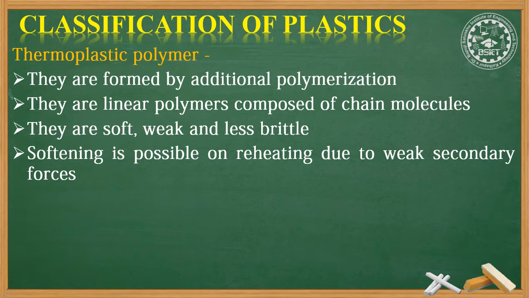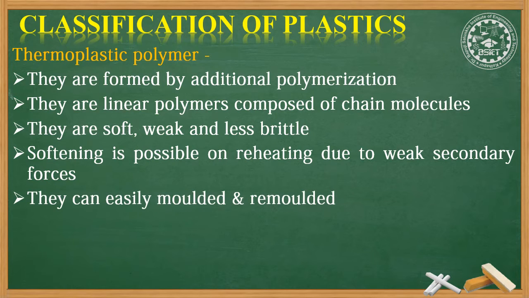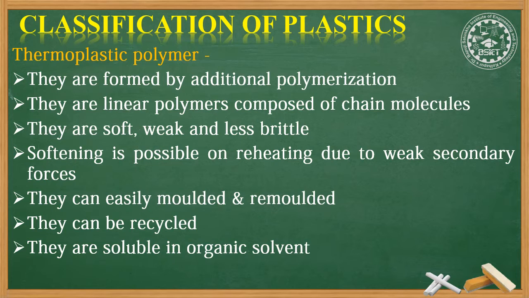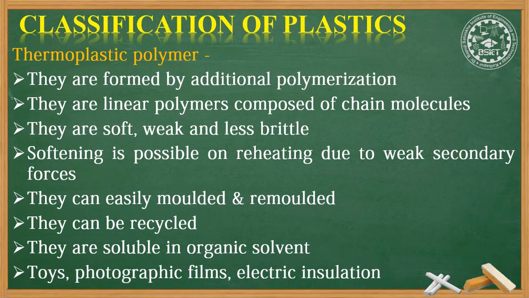थर्मोप्लास्टिक पॉलिमर्स आपण बऱ्याचदा रिहीट करू शकतो आणि सॉफ्ट करून त्याचे शेप्स चेंज करू शकतो. दे कॅन इझिली बी मोल्डेड अँड रिमोल्डेड. एक शेप तयार केला, तो शेप जर नको असेल तर आपण परत किंवा यूज झाल्यानंतर आपण तो परत मेल्ट करू शकतो आणि मेल्ट करून त्याला आपण रिमोल्ड करू शकतो. दॅट इज इन केस ऑफ थर्मोप्लास्टिक पॉलिमर्स. दे कॅन ऑल्सो बी रिसायकल्ड. बऱ्याचशा आपल्या ज्या पाणी पिण्याच्या बॉटल्स आपण बघतो त्या रिसायकल होतात कारण त्या थर्मोप्लास्टिक पॉलिमरच्या बनलेल्या असतात. दे आर सोल्युबल इन ऑर्गॅनिक सॉल्वंट्स अँड टॉईज, फोटोग्राफिक फिल्म्स, इलेक्ट्रिक इन्सुलेशन्स आर द एक्झाम्पल्स ऑफ thermoplastic polymers.